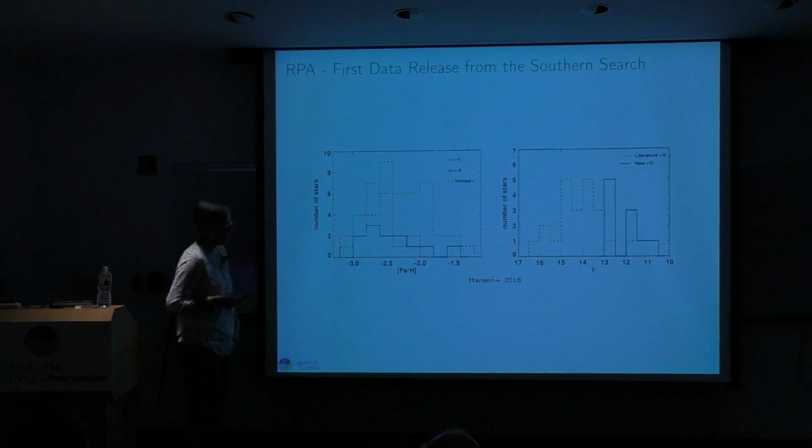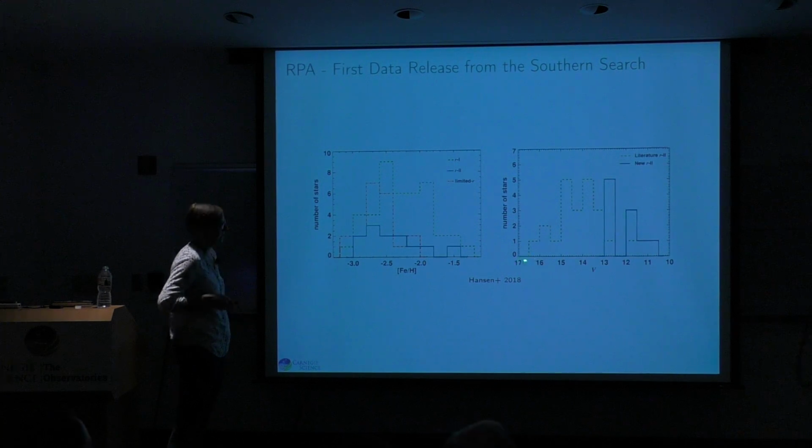And just to show you how good we are in terms of brightness, over here we have the literature R2 stars that were discovered before this survey, which is the green dashed line here. You see they're all pretty faint, and then we have all of our really lovely bright stars here.